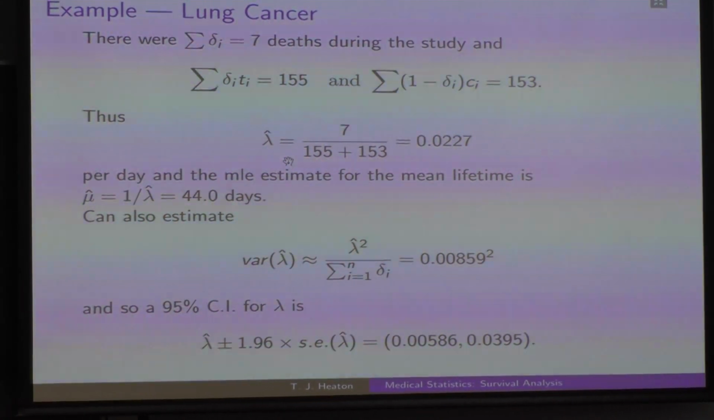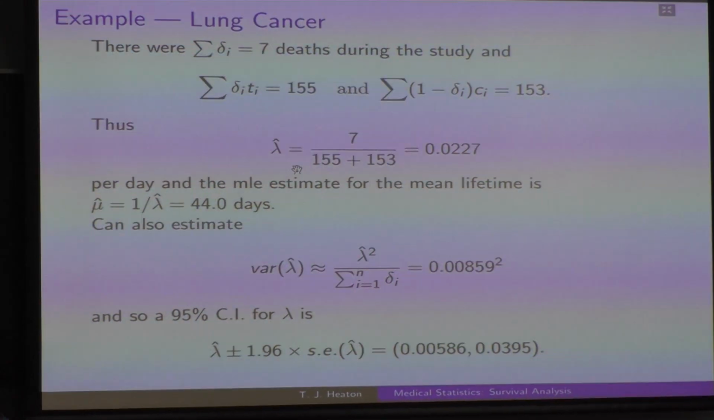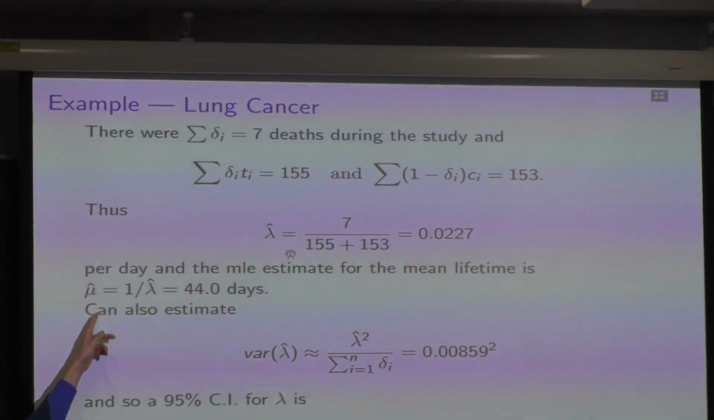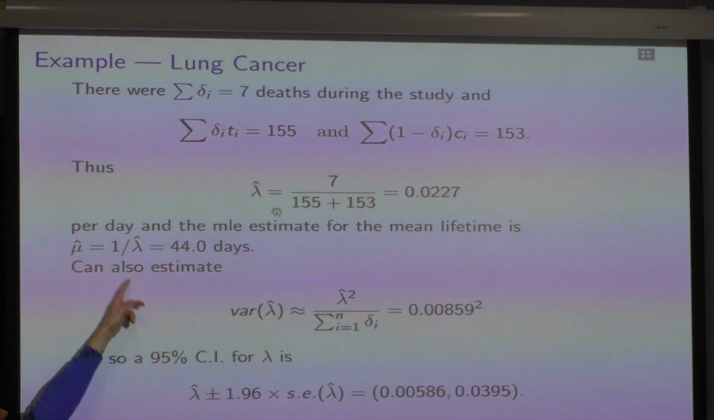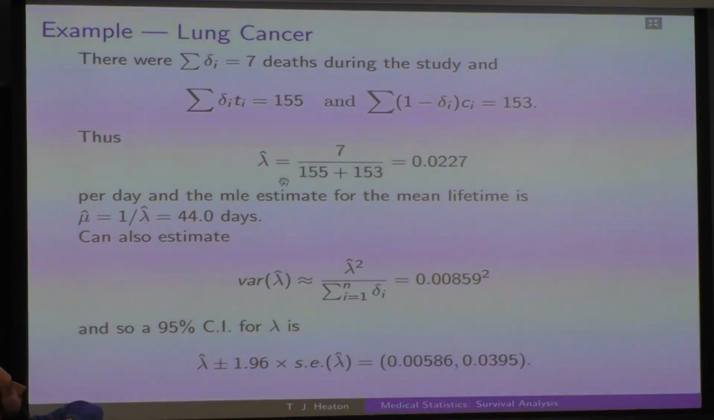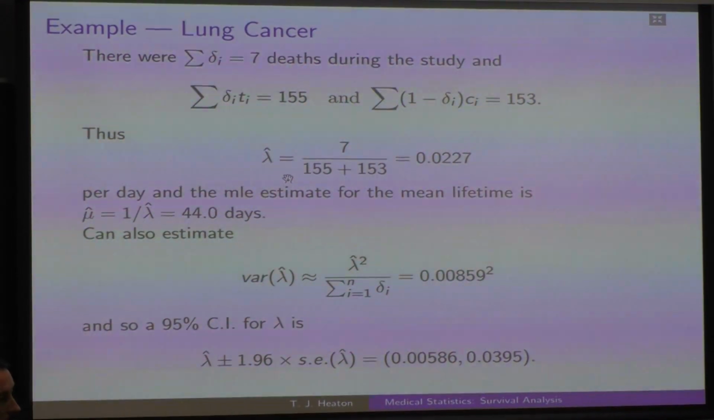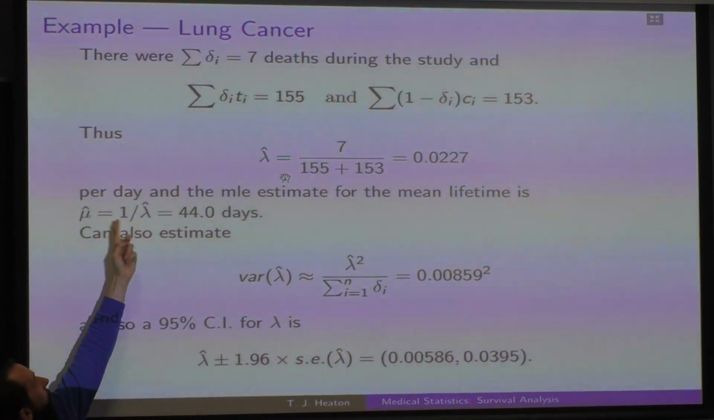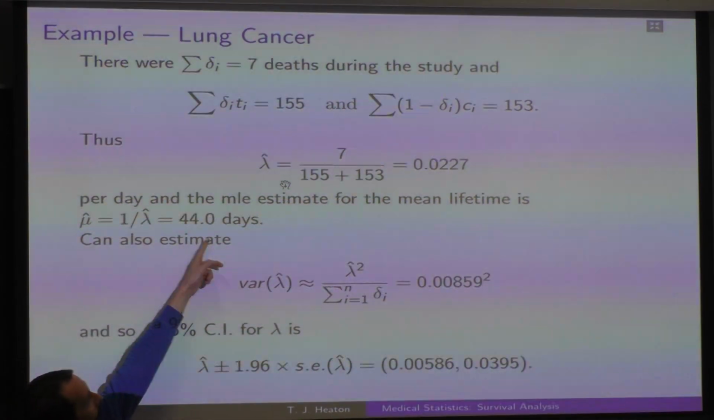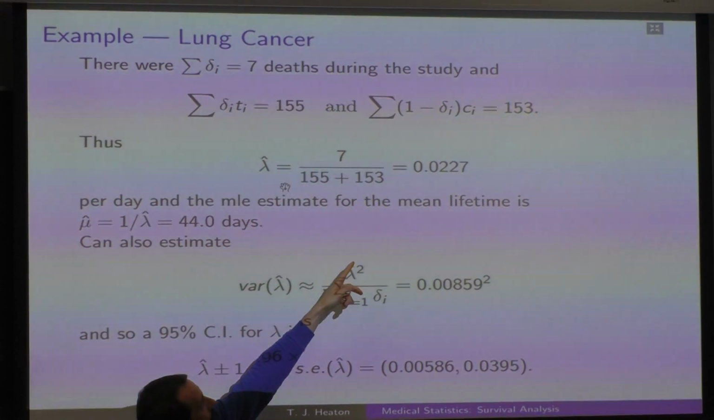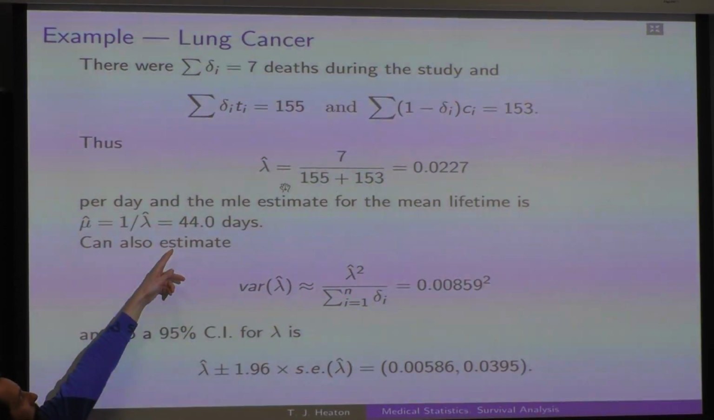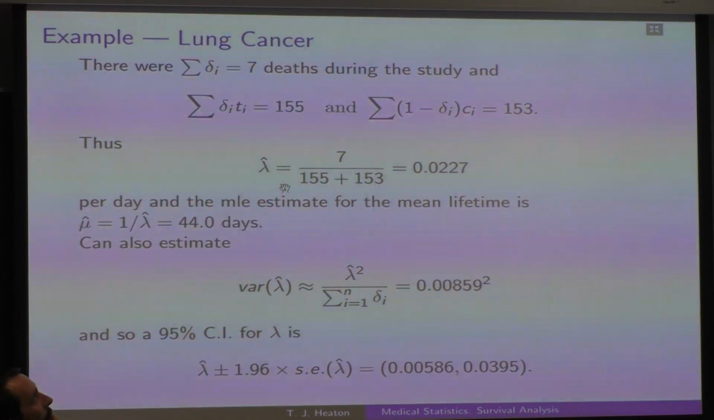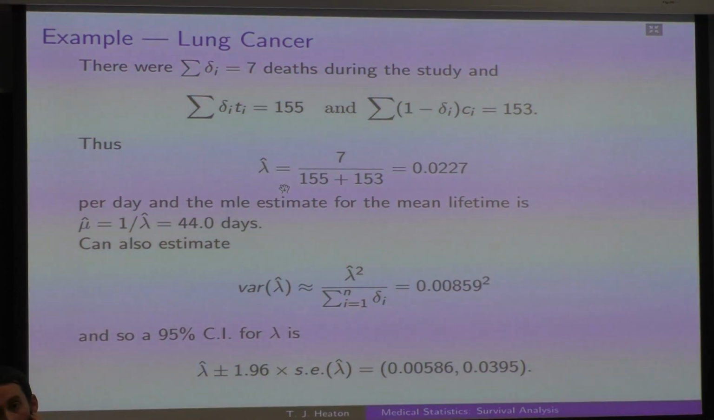So lambda is a rate. If I want to work out the mean lifetime, then I can just work out 1 over lambda. So the expected value of an exponential is 1 over the rate. Because the MLE is invariant, I can just plug in my lambda hat. If I put 1 over 0.0227, I get that people's expected lifetime after they'd presented at my hospital would be 44 days.